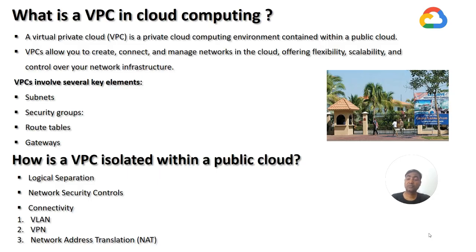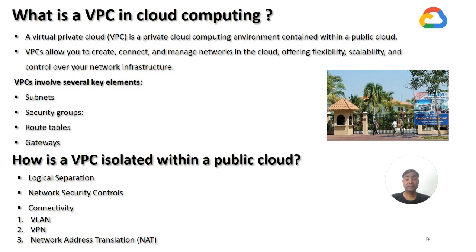Some basic use cases for VPC are building hybrid cloud environments, connecting on-premises infrastructure with cloud resources, creating multi-tenant environments for hosting applications for different customers or departments while maintaining isolation, and deploying complex and distributed applications with specific connectivity and security needs.